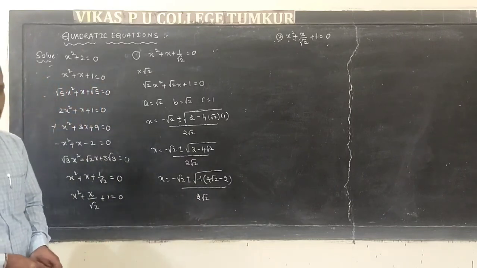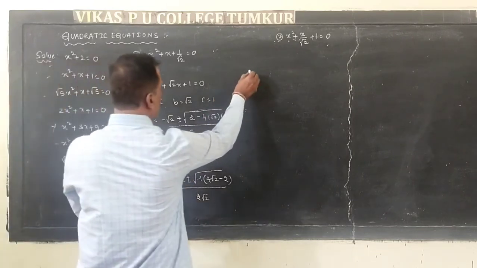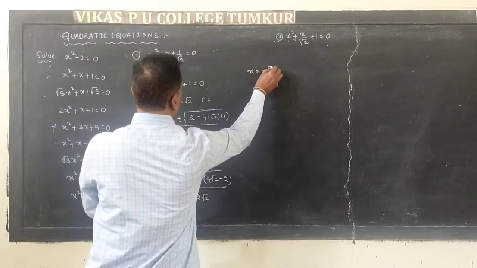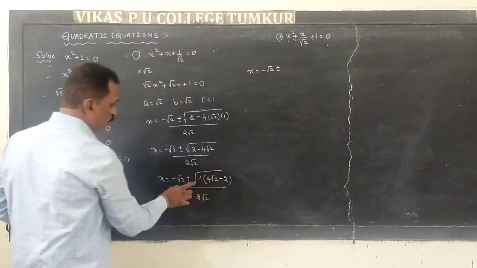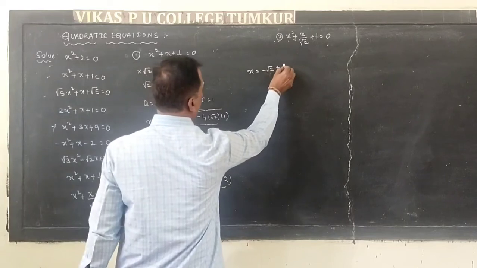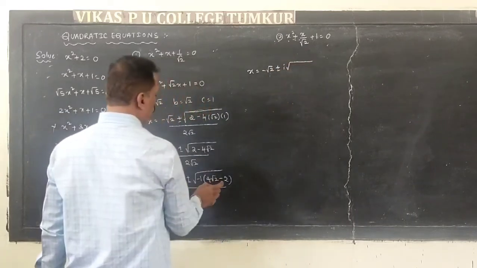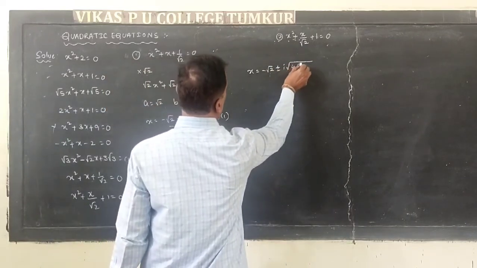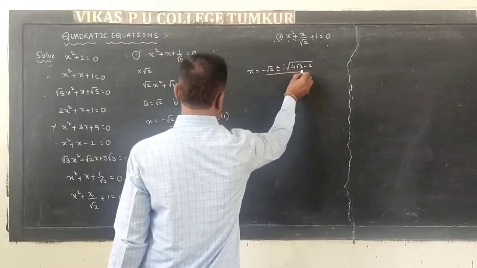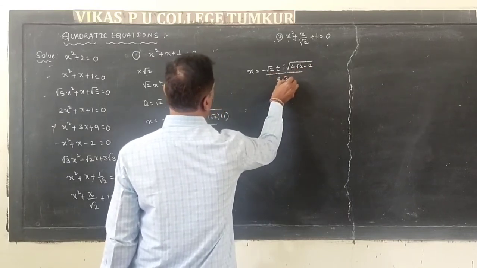Write the final answer. That's all. x is equal to minus root 2 plus or minus root of minus 1, which is i, into root of 4 root 2 minus 2, that is, 4 root 2 minus 2, divided by 2 root 2. That will be the final answer.